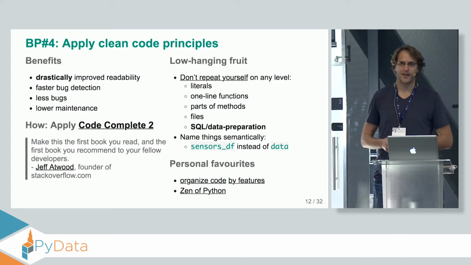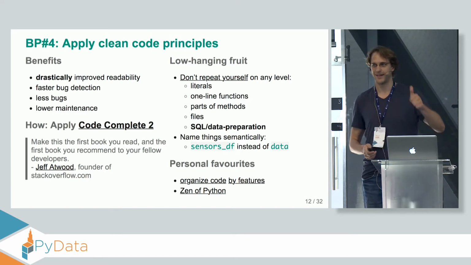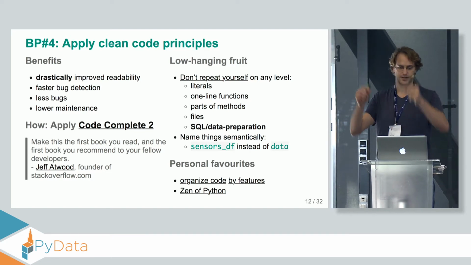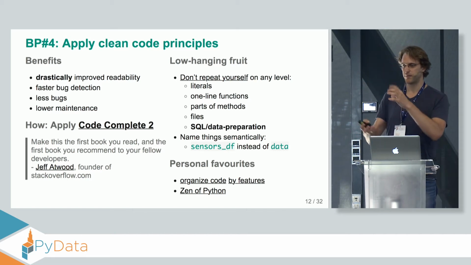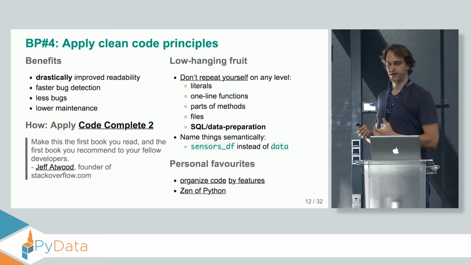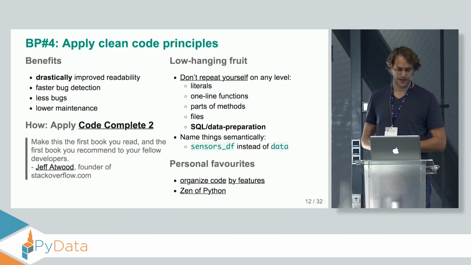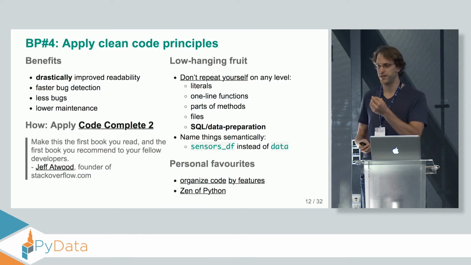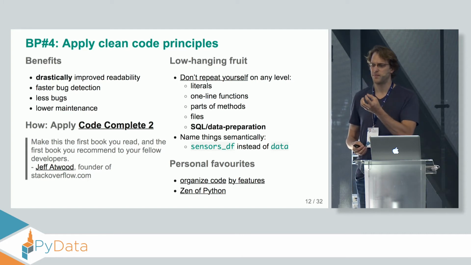Just to select a very low-hanging fruit from this book, there are two main principles. Just don't repeat yourself on any level. If you have the same literals within your Python code or one-line functions, if you have parts of methods which are duplicated, just extract this logic and you will see that this principle elegantly drives your refactoring and leads to better code. Also, as touched on in the keynotes, there's duplication within the SQL and ETL part and in data preparation. So try to catch these and make it DRY. Implement it only once.